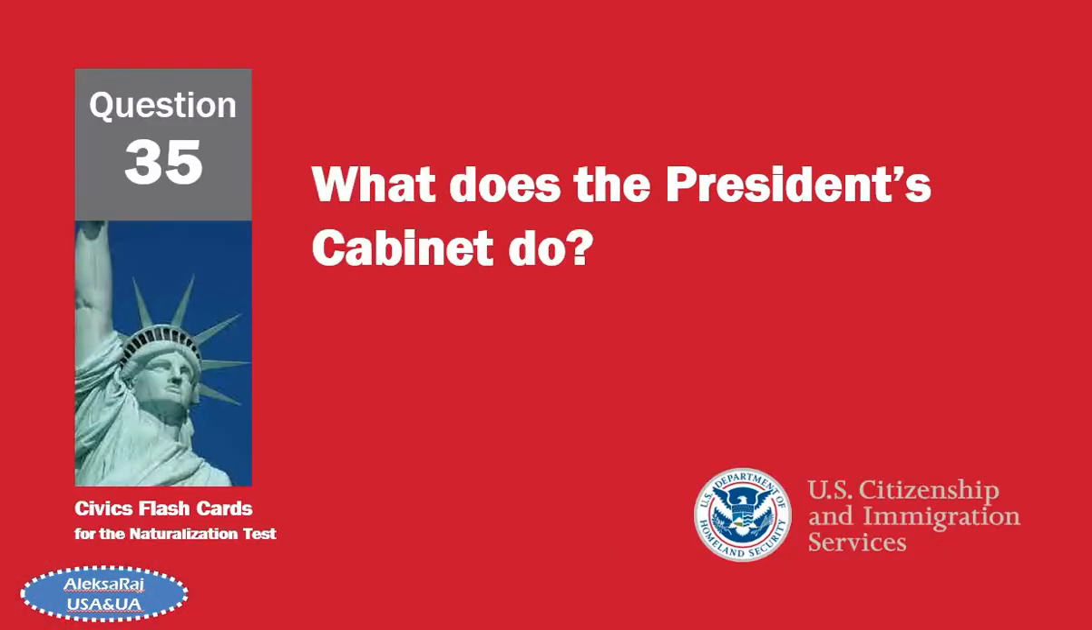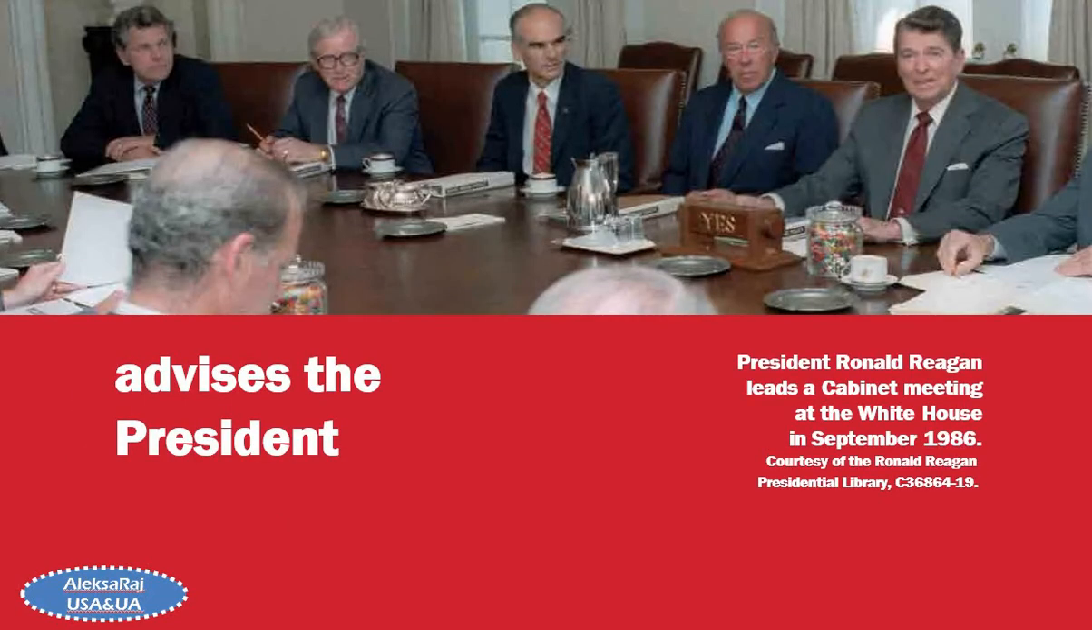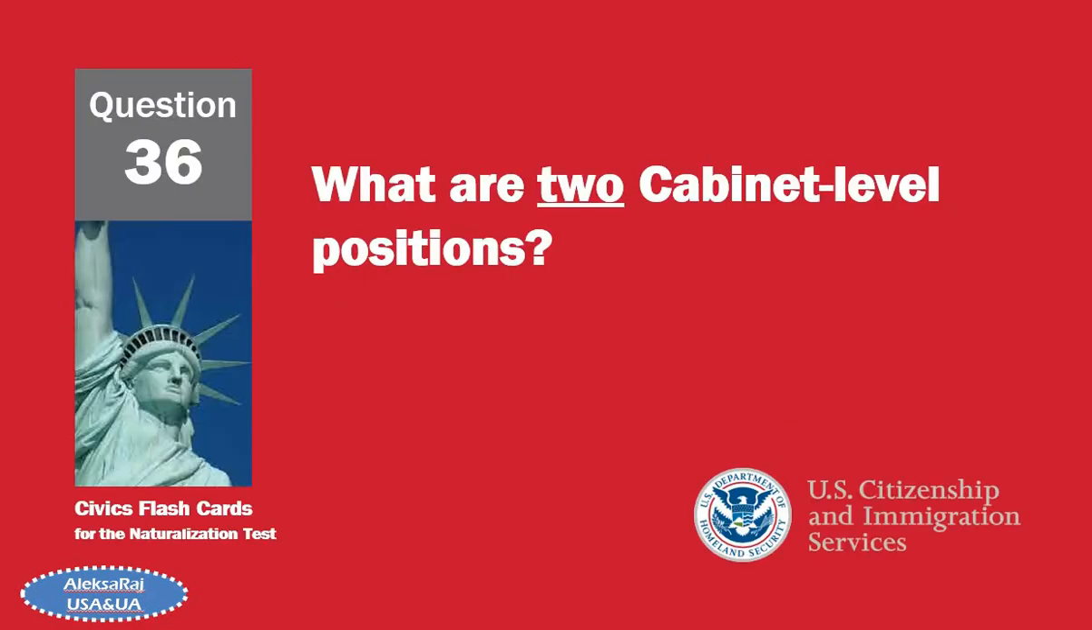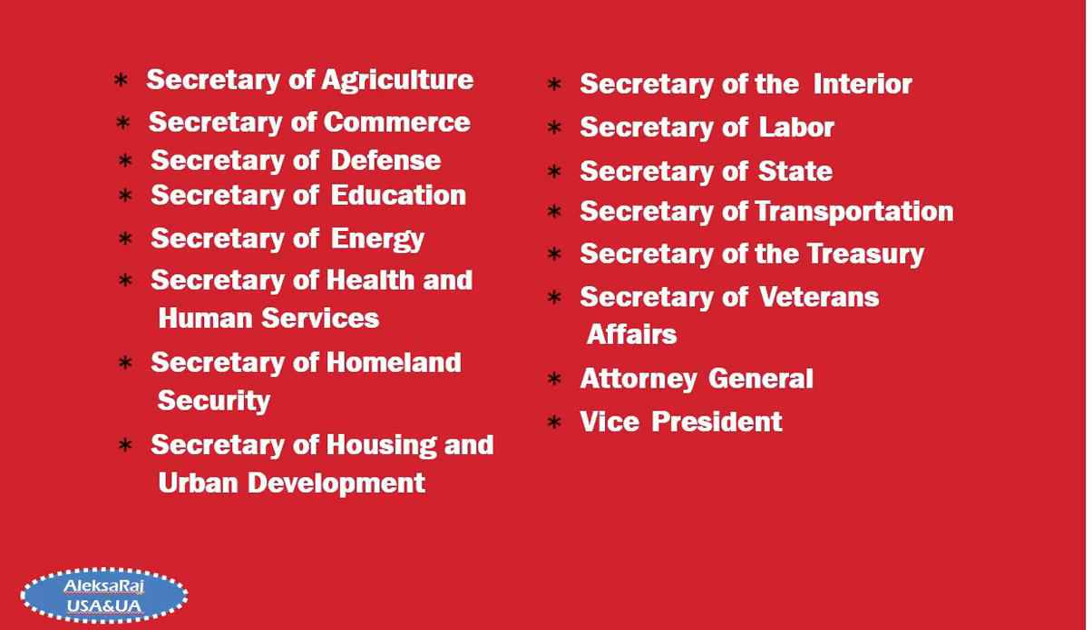What does the President's Cabinet do? Advises the President. What are two cabinet-level positions? Secretary of Agriculture, Secretary of Commerce, Secretary of Defense, Secretary of Education, Secretary of Energy, Secretary of Health and Human Services, Secretary of Homeland Security, Secretary of Housing and Urban Development, Secretary of Interior, Secretary of Labor, Secretary of State, Secretary of Transportation, Secretary of Treasury, Secretary of Veterans Affairs, Attorney General, Vice President.